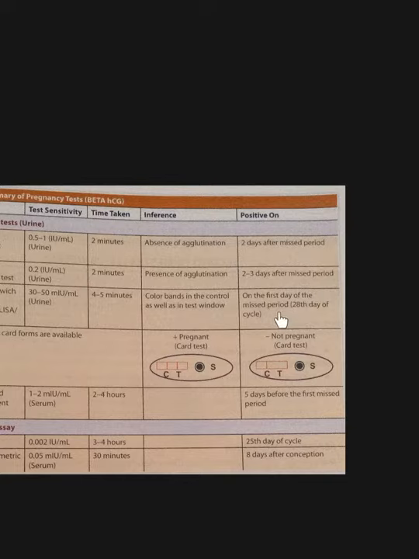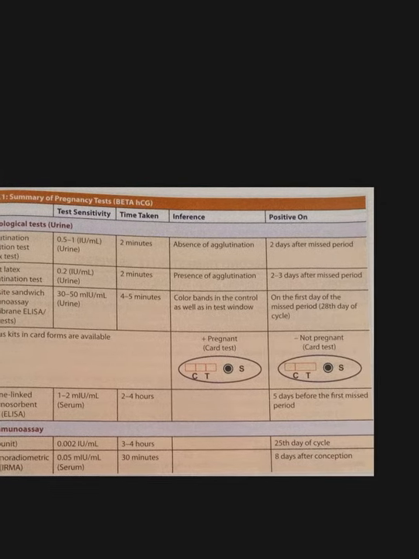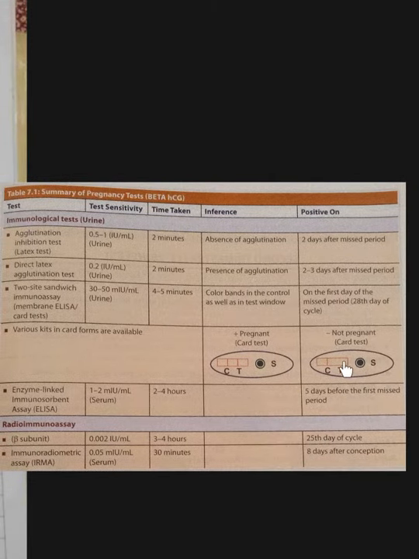On the first day of the missed period itself, you can perform the card test, also called the membrane ELISA test, and you can perform the ELISA test 5 days before the first missed period itself. So as we go down the table, we find that we can detect it more quickly. Remember that this one is a little faster, this a little slower, and finally the slowest are the immunoassays. These are the middle, while these are the fastest ones.